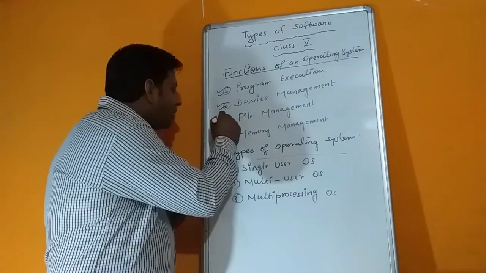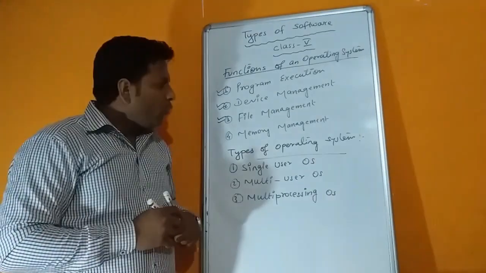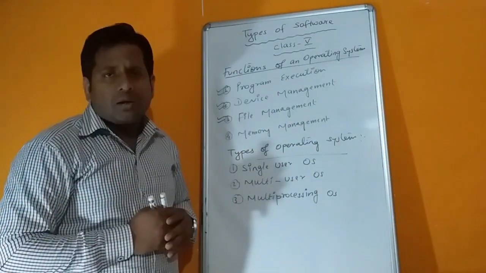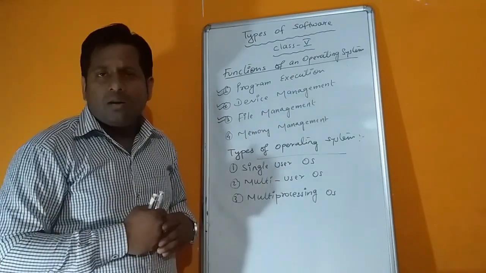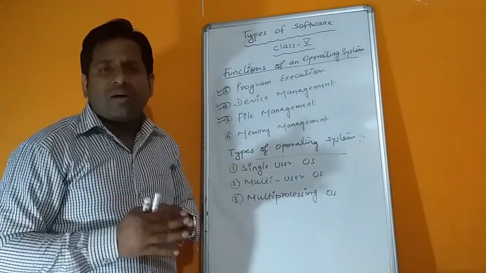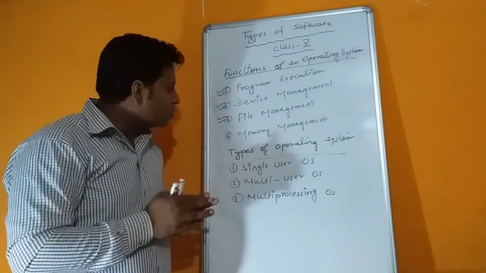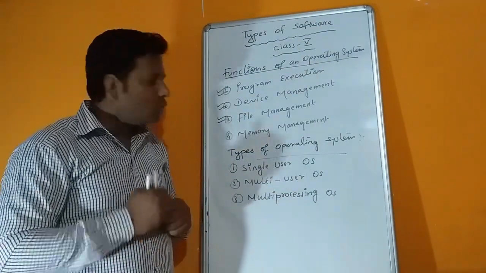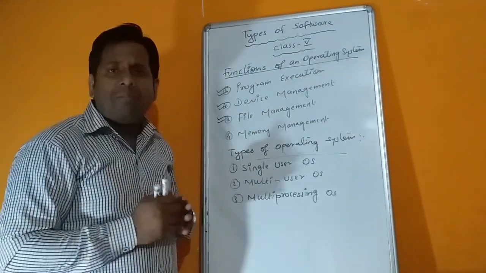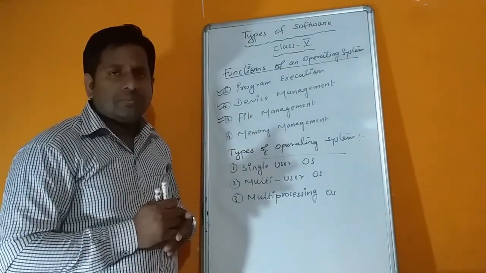Third, file management. We store different types of files in a computer: audio file, video file, document file, image file, and all the files are categorized in libraries, say picture library, audio library, video library, document library. These things are managed by an operating system.